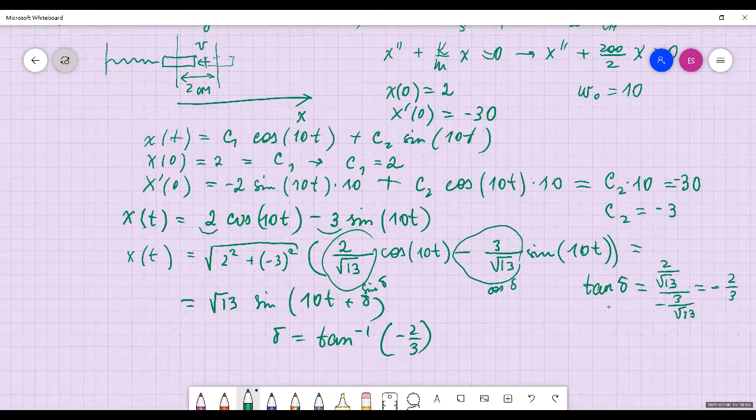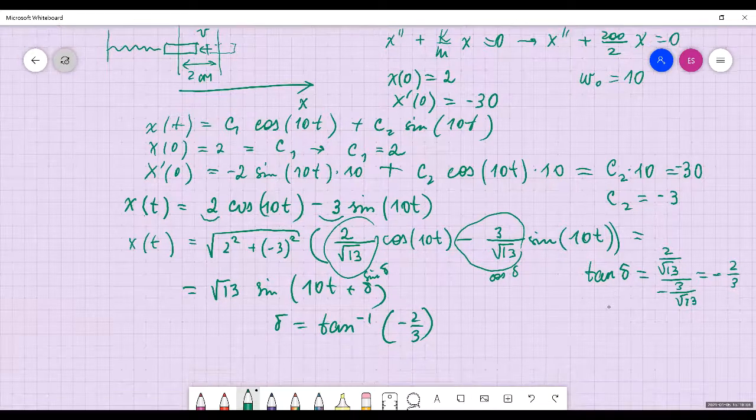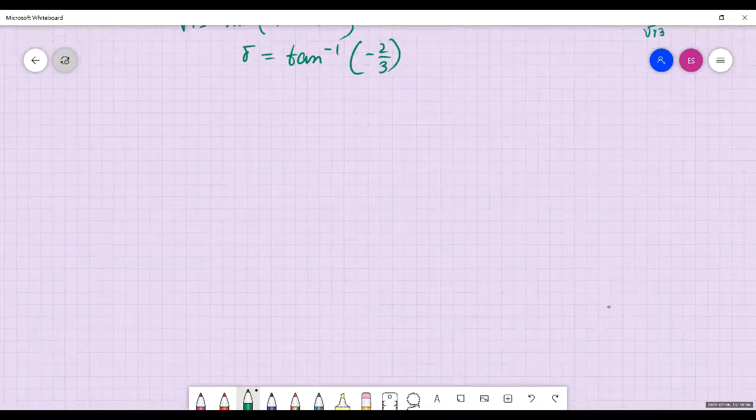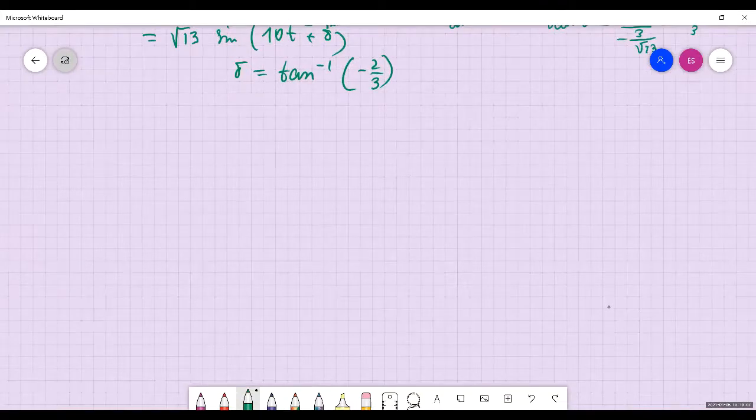Okay, so now let's move to case number 2. Let me scroll it up. It's going to be more complicated. It's going to be damped free vibration. Let me use text. And I want to write a long sentence.